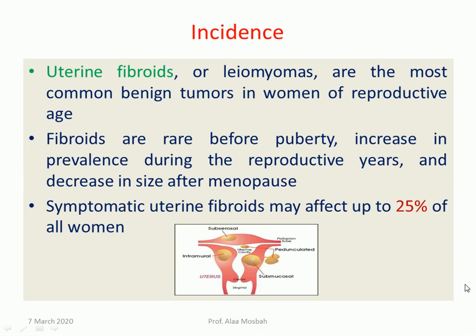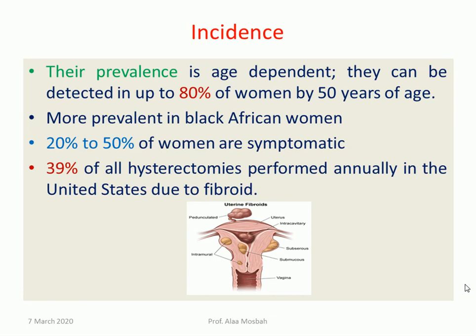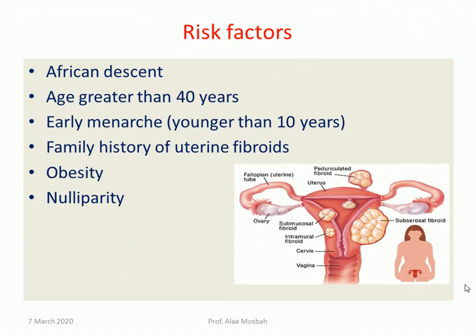Symptomatic uterine fibroids may affect up to 25% of all women. Their prevalence is age-dependent. They can be detected in up to 80% of women by 50 years of age. And it is more prevalent in Black African women. 20 to 50% of women are symptomatic, and 39% of all hysterectomies performed annually in the United States are due to fibroid. So it is a very common lesion. It is benign, but it is a very common lesion.